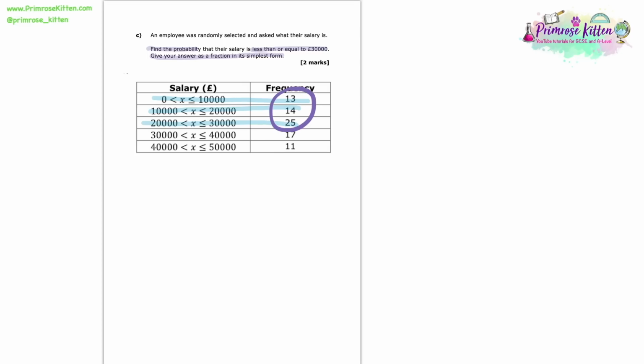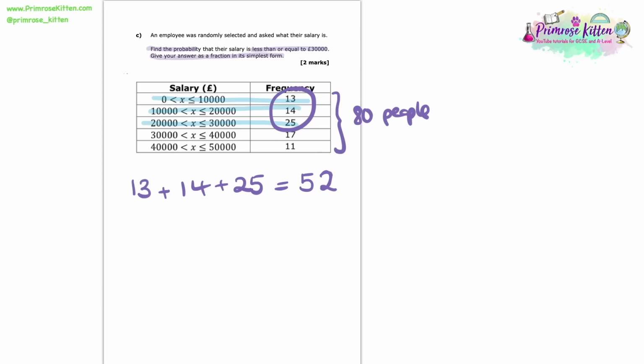How many people are there in total with those salaries? So we've got 13 plus 14 plus 25 different people. Now, adding those up together, we end up finding that we have 52 people with salaries in that range. Now, don't forget we had 80 people in total. Of course, we can remember it from the earlier part, or we could just add up all those frequencies. Doesn't matter if we forgot that they already said it.